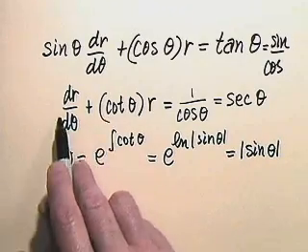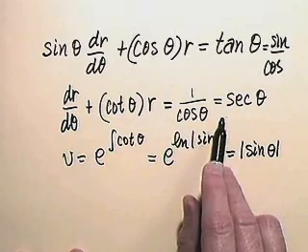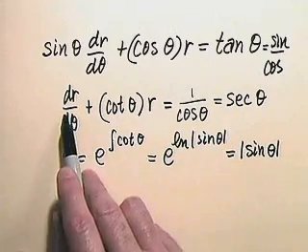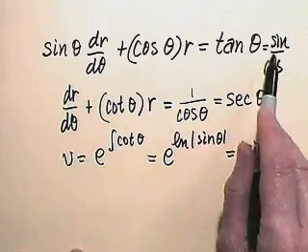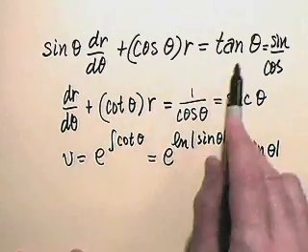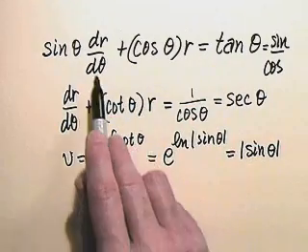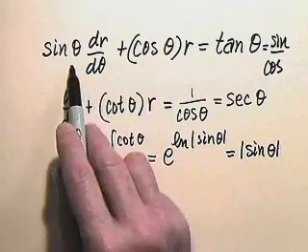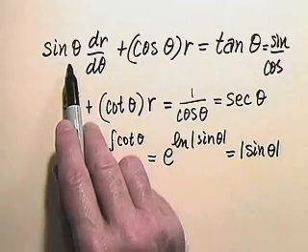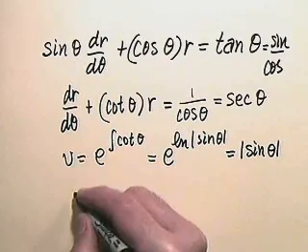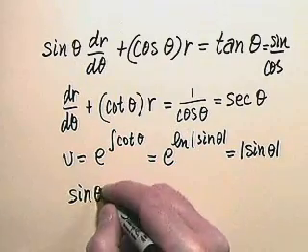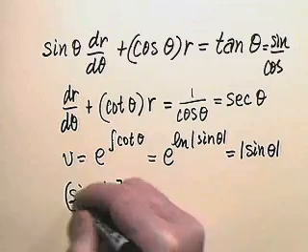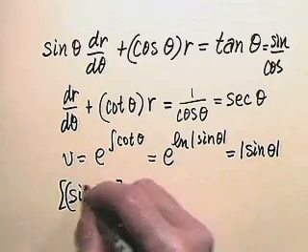Let's multiply through the equation back by sine theta. Notice if we do, we just divided through, we'll get back to the original equation. So in effect, the original equation was an equation in standard form that had been multiplied through by its integrating factor. In fact, notice what happens if you differentiate sine theta times r with respect to theta.